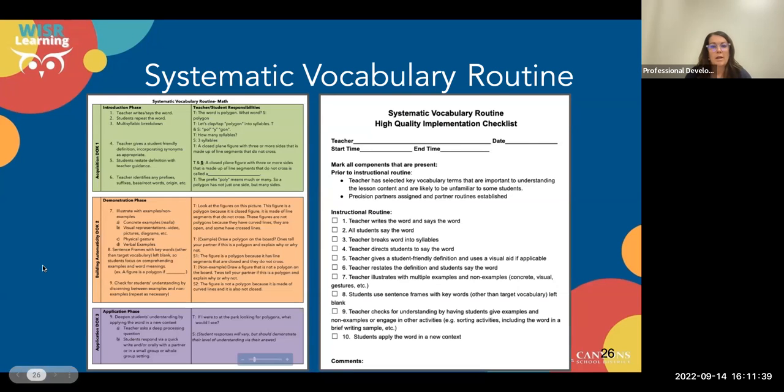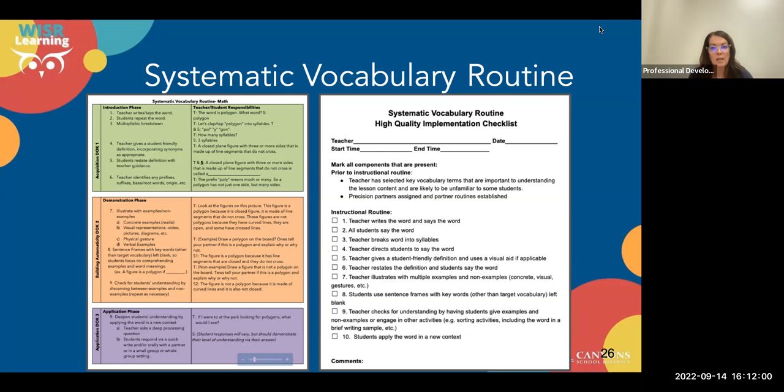One last plug is to use a systematic vocabulary routine. It's not just something to do in ELA, but something you need to use in all subjects as you teach the systematic language of math. So this gives you an example of polygon. The word is polygon. What's the word? The students would say polygon.